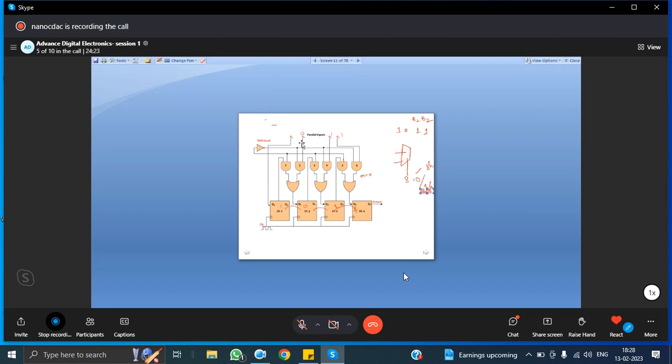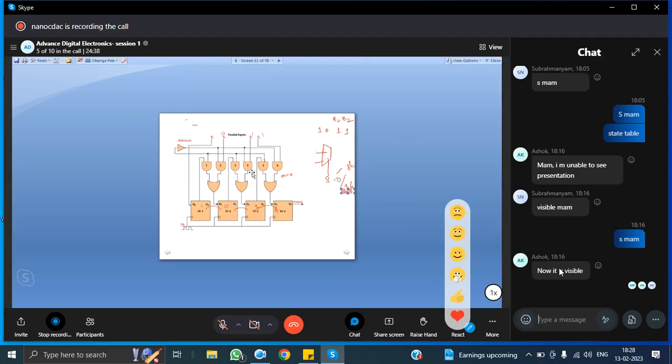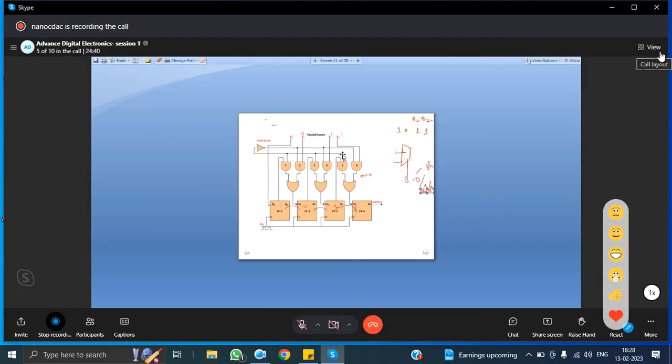Whatever B1, B2, B3 are: B2 also, if you see, is connected to the second multiplexer. B3 is connected to the first multiplexer. Here they are attached to the AND gates. So what is the nature of the AND gate? If any one input is equal to 0, obviously the output will be equal to 0.